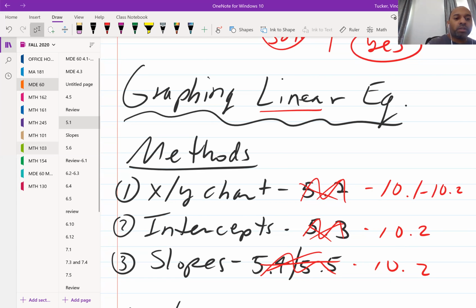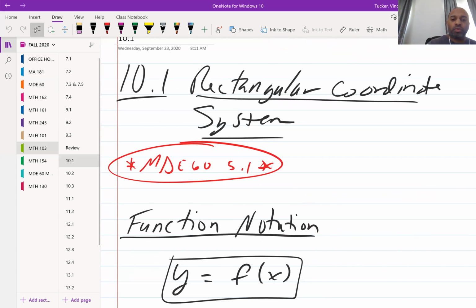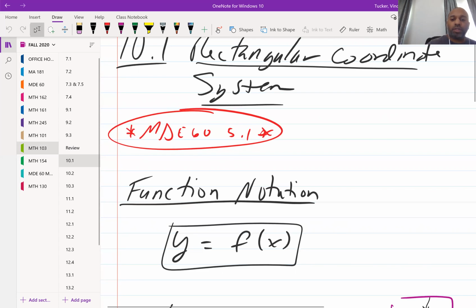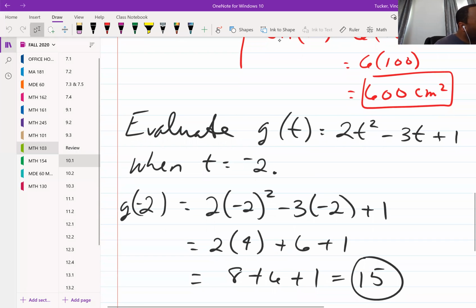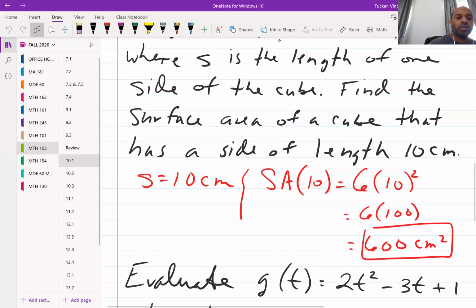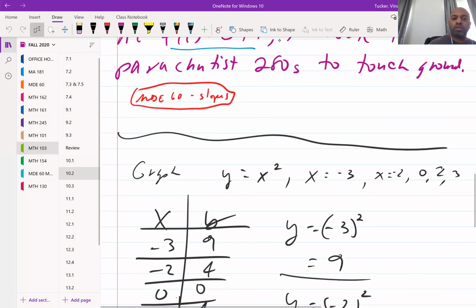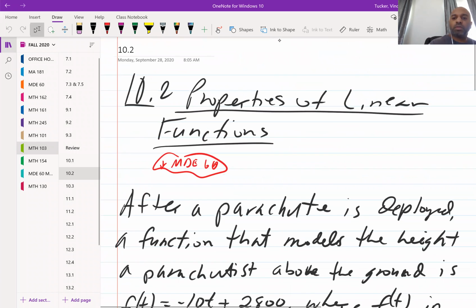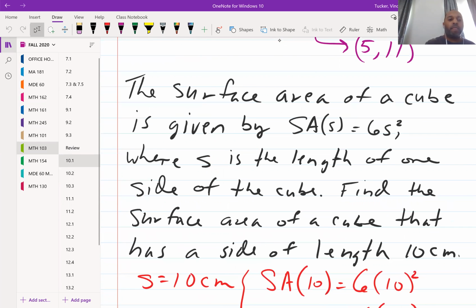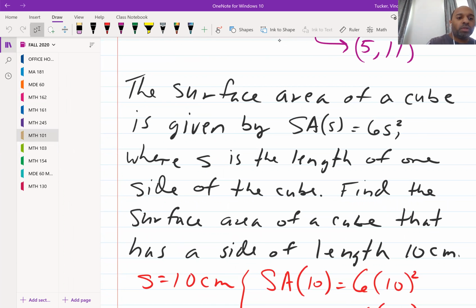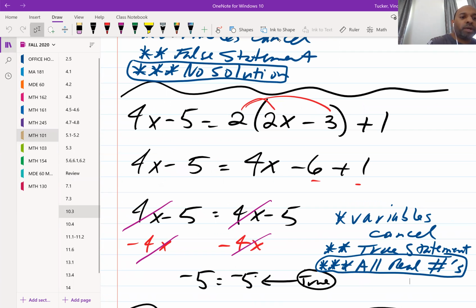One second. The function notation. Surface area. Okay. Hold on, trying to make sure I don't leave anything out at the parachute. Yeah, okay, cool. All right. So let's go back to my notes.